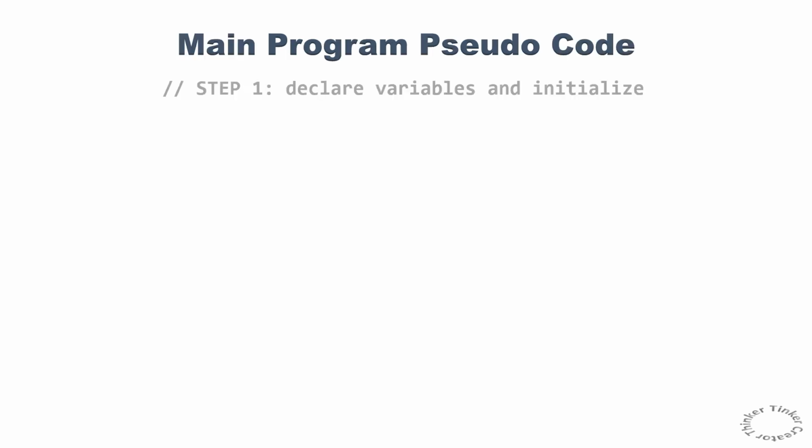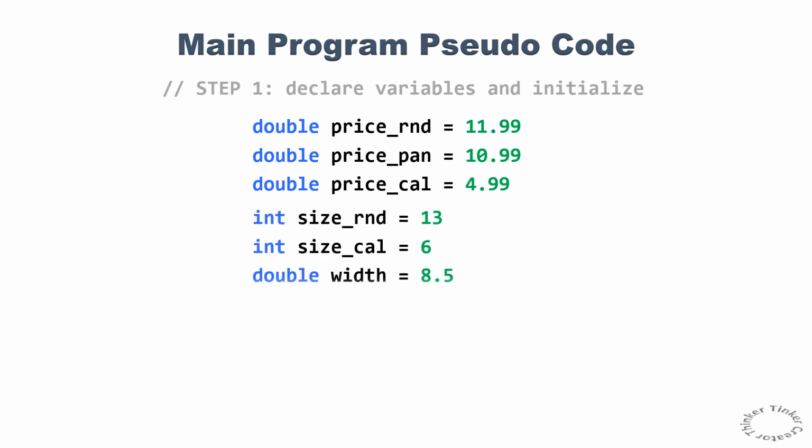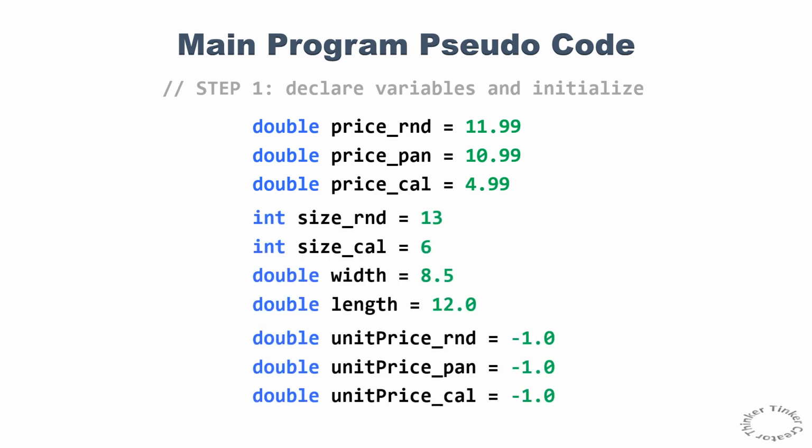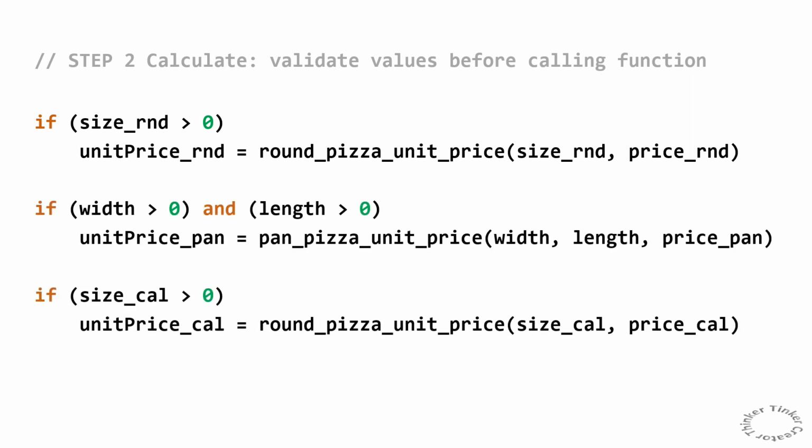Putting it all together, here is the pseudocode for the main program. These are the variables that store the price of each type, the size of each type, and the unit price of each type. They're initialized with a negative value and soon you'll see why. Remember the precondition to calling the functions? We do that here. The round pizza function is called only if the size is valid. Otherwise it isn't called, and the unit price of the round pizza remains negative. Do the same validation for pan pizza and calzone.